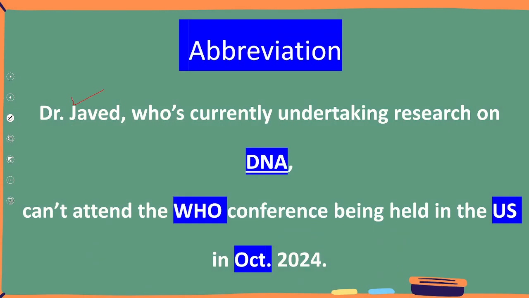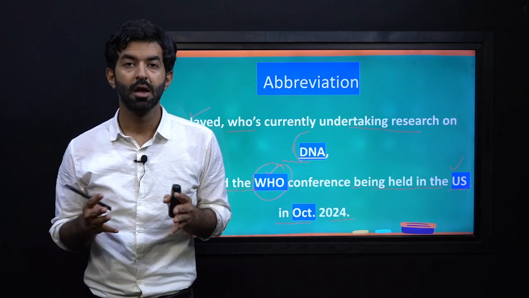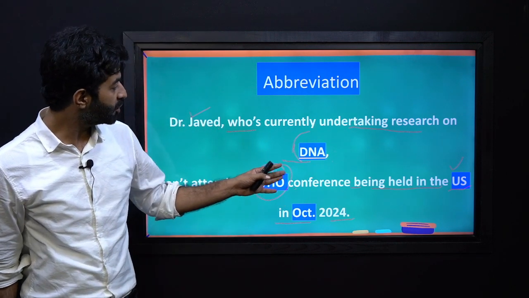Javed, who's currently undertaking research on DNA, can't attend the WHO conference being held in the US in October 2024. DNA, we know that this is an abbreviation of the biological term. WHO is actually an abbreviation for World Health Organization, and US is the short form and abbreviation of United States.